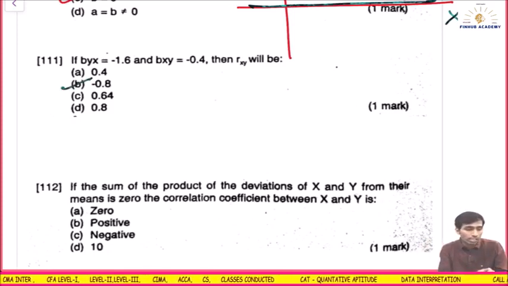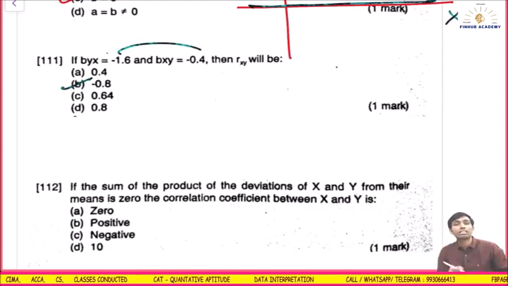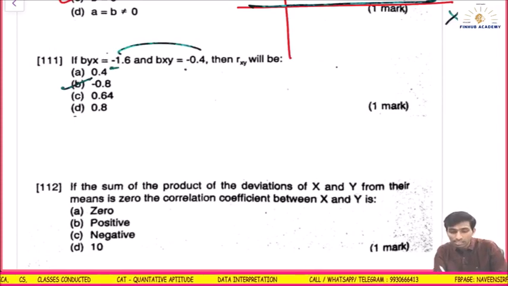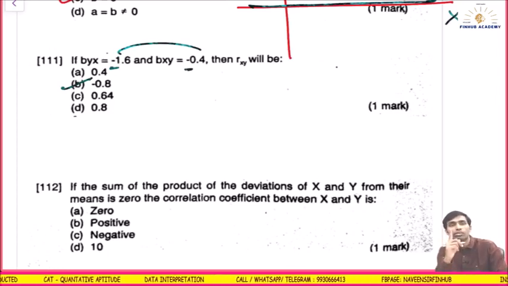But if you want to calculate, 1.6 into 0.4 is equal to 0.64. Under root is 0.8. This multiplied by this, take the root, answer is 0.8. But you should understand, here also it is minus, here also it is minus. Logically r should be minus. None of the options is in minus. So only one answer is possible.